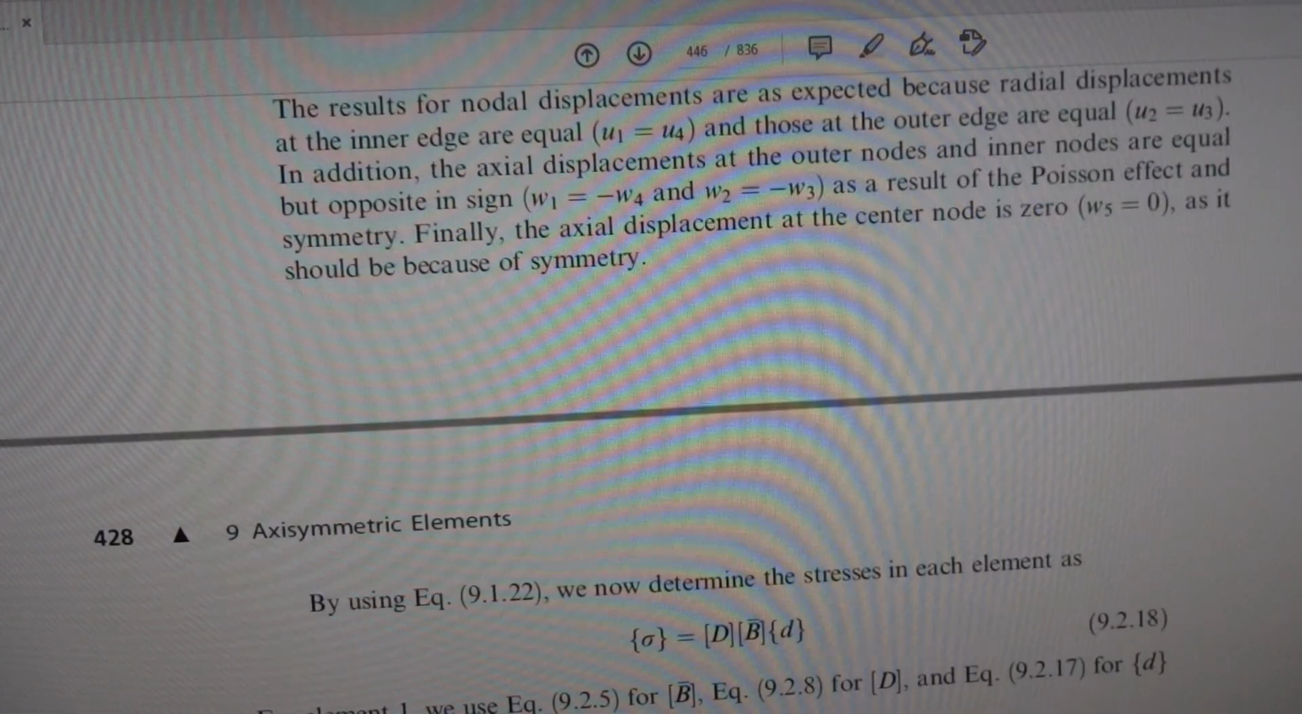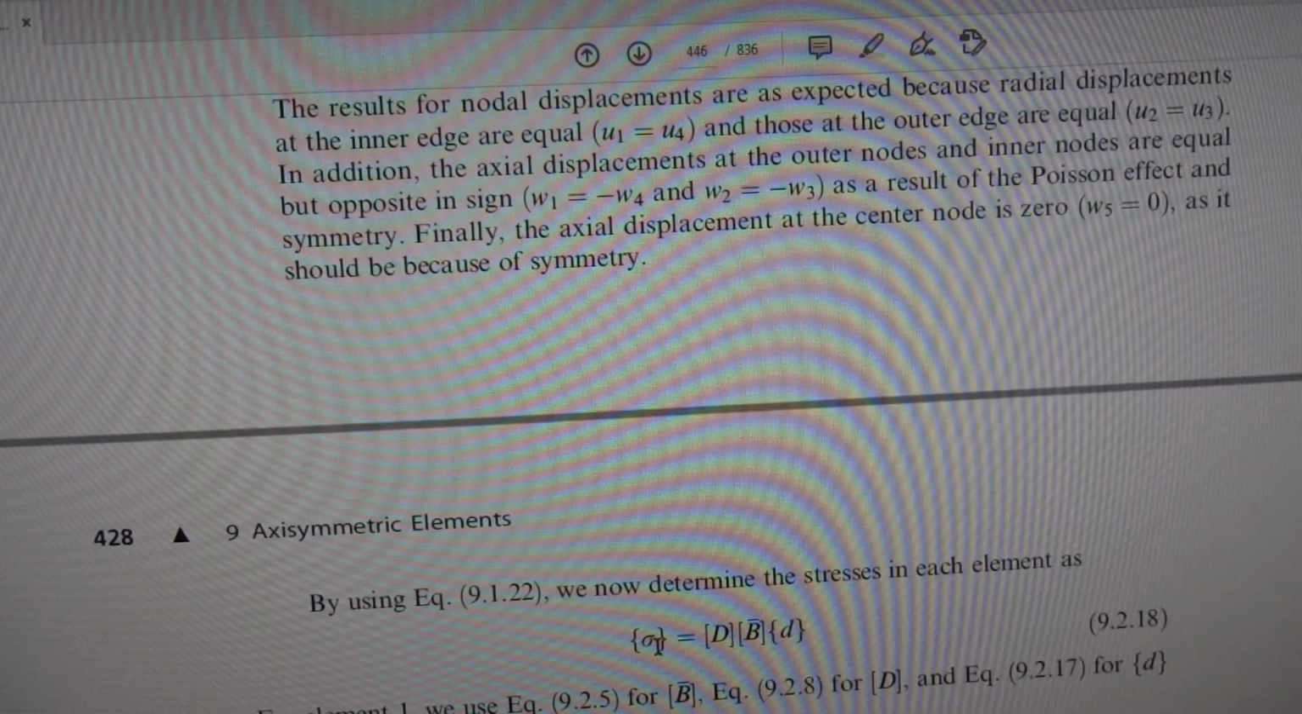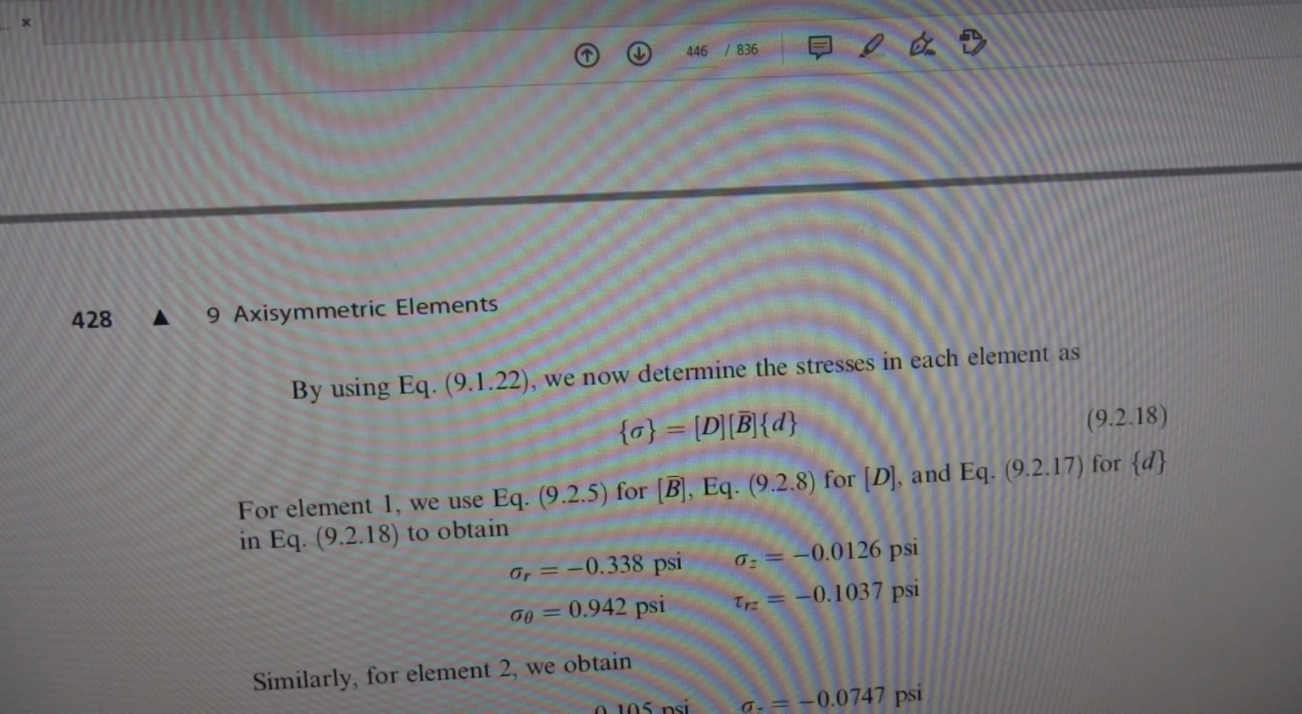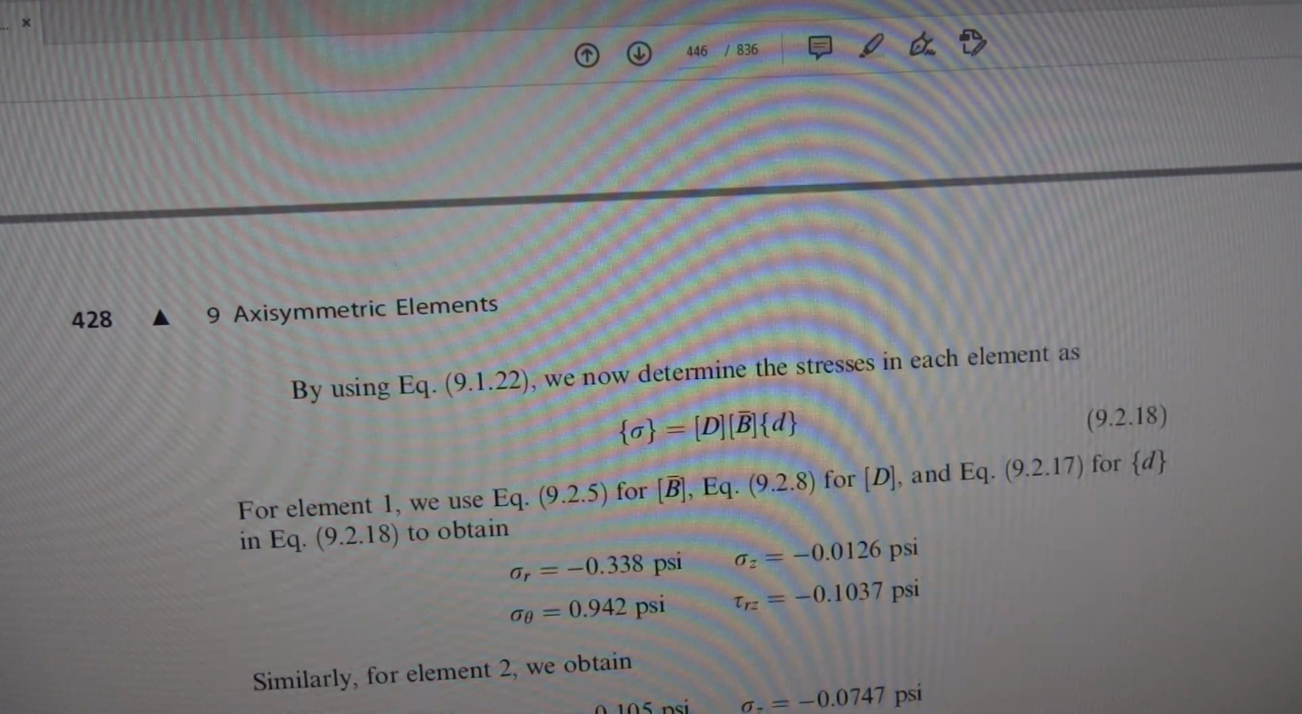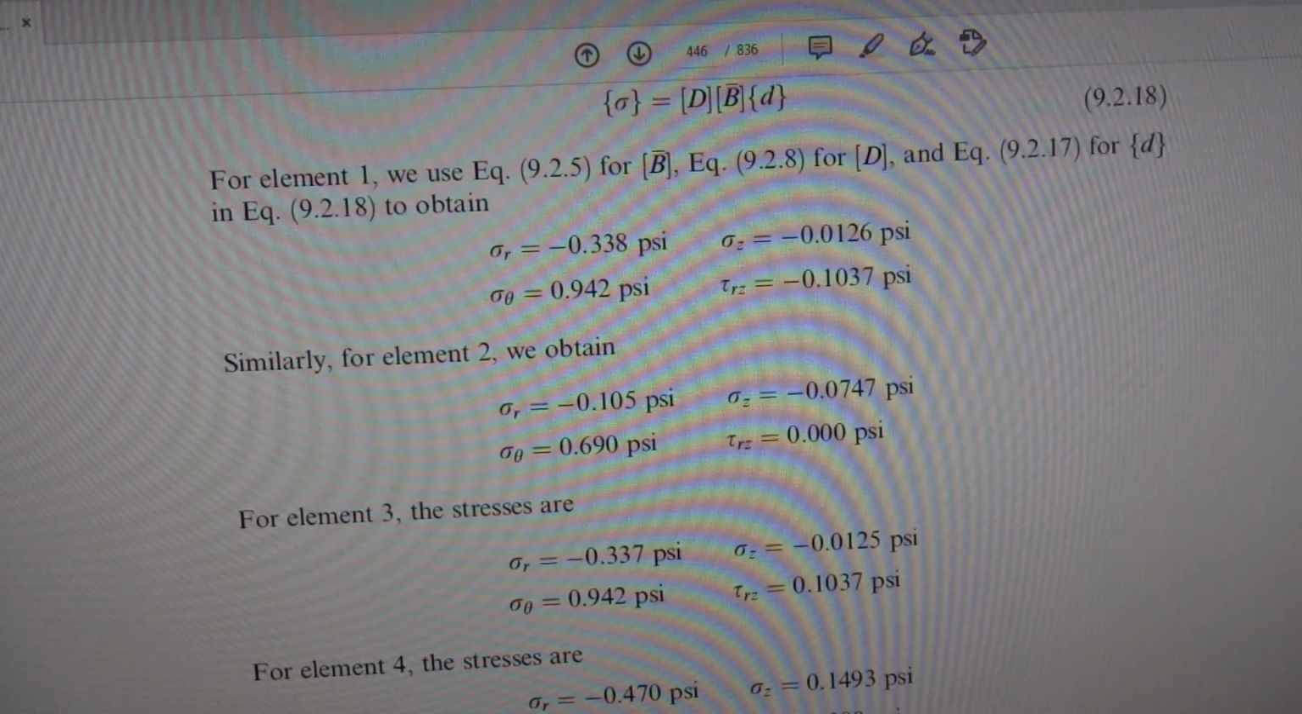Now you can get the stresses. Stress sigma is equal to DBd. So when used for element 1, you get sigma r, sigma z, sigma theta and tau rz. For element 2, this one, element 3, this one, element 4, this one.